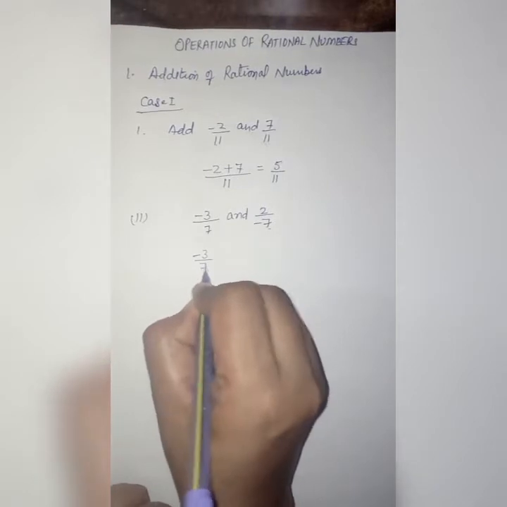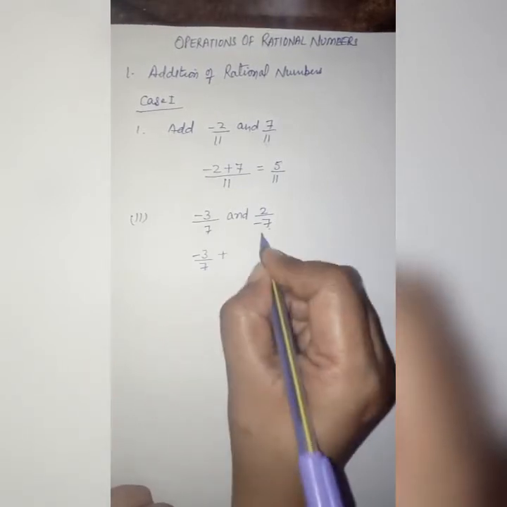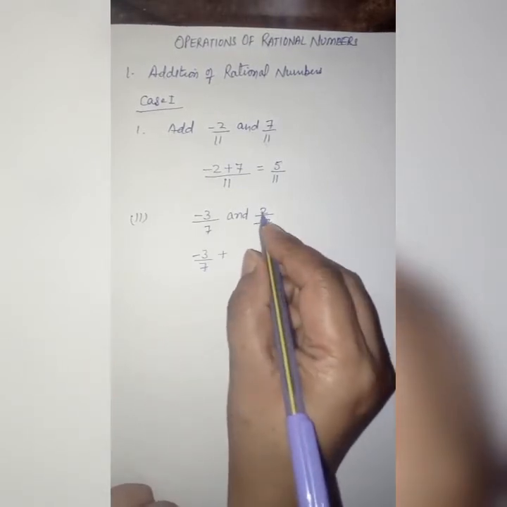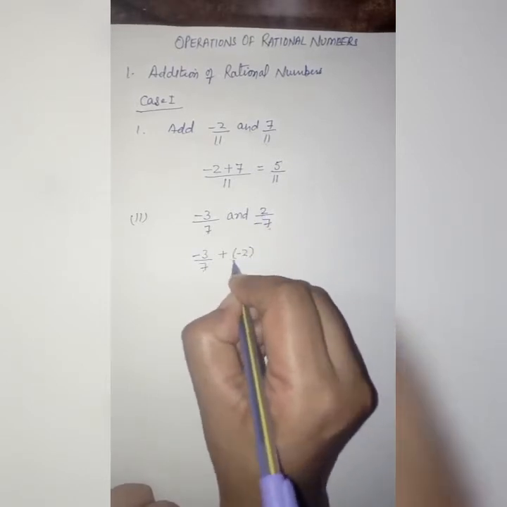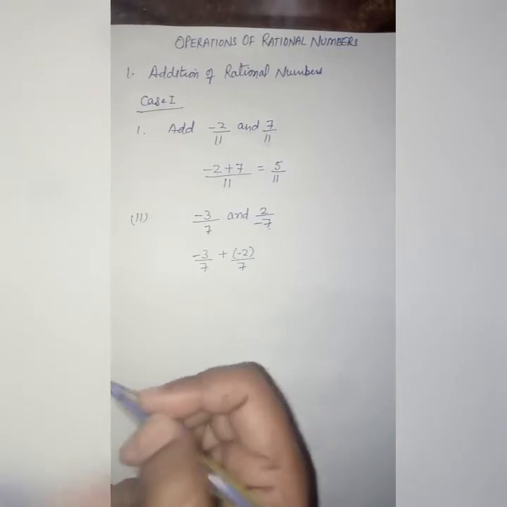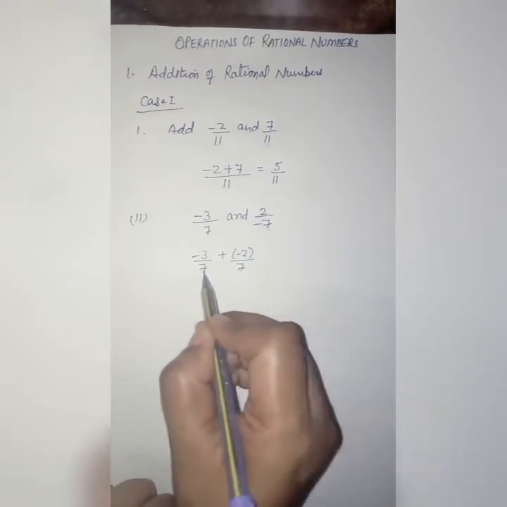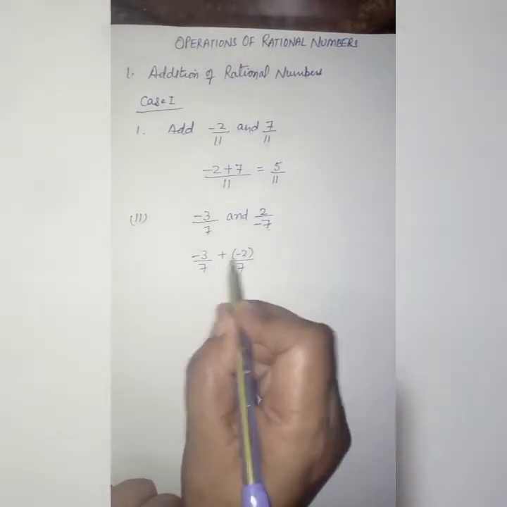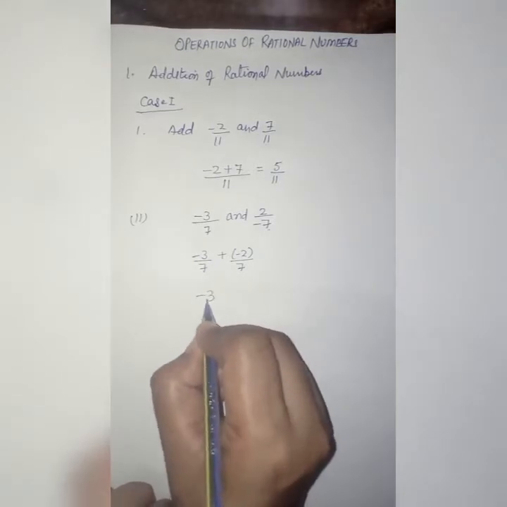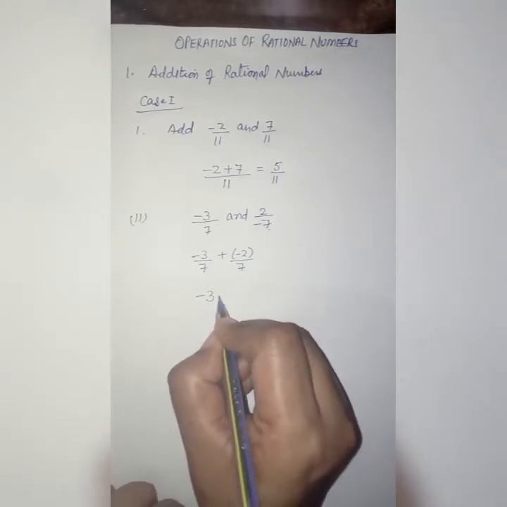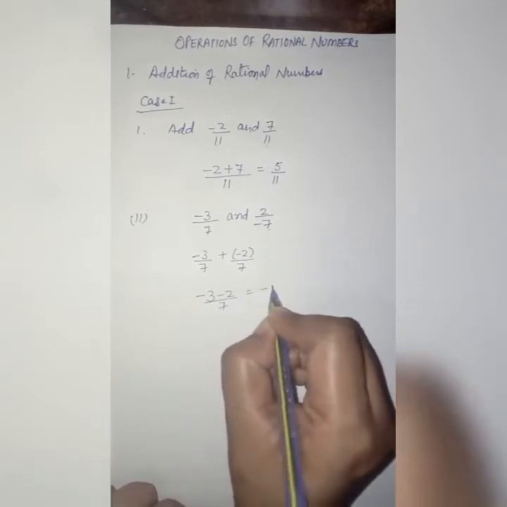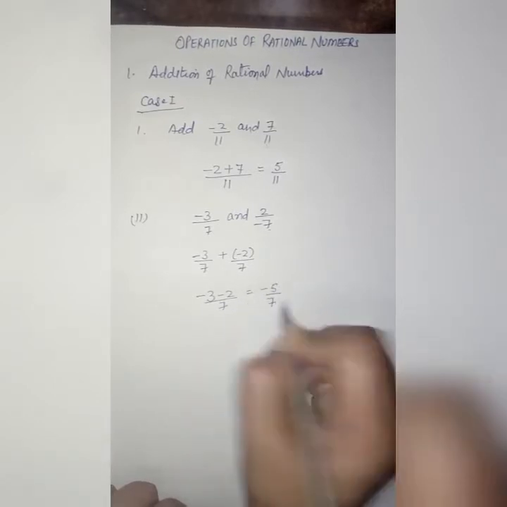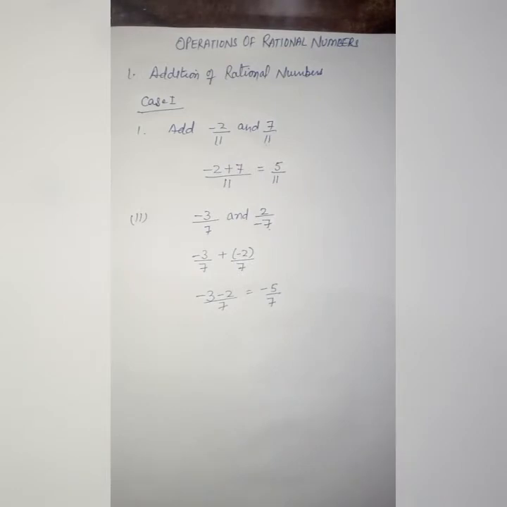-3 upon 7 plus, this minus you will write in the numerator. So it will become -2 upon 7. Now you can see denominators are same. Then you will add. It will become -3 -2 upon 7, and the answer will be -5 upon 7. In this way you will solve it.